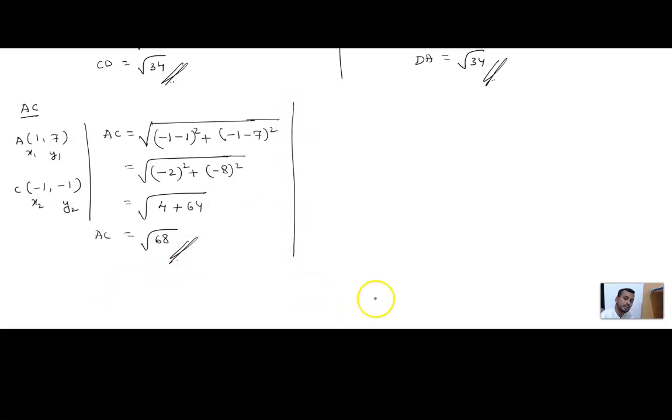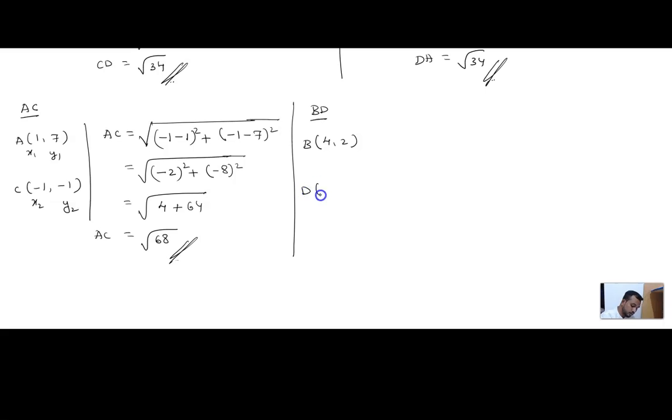So after finding AC, can you remember the diagonal? I said A, B, C, D. So AC is one diagonal and BD is another diagonal. So now we are finding the distance between B and D. Remember? So what are the coordinates of B? BD or DB? Both are one and the same. No need to worry. So BD. So the coordinates of B are 4 comma 2.